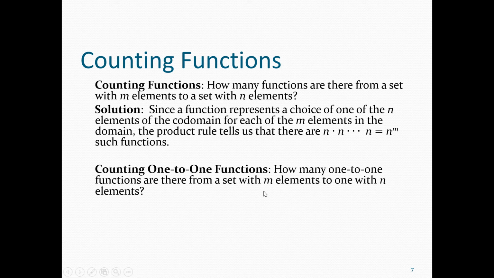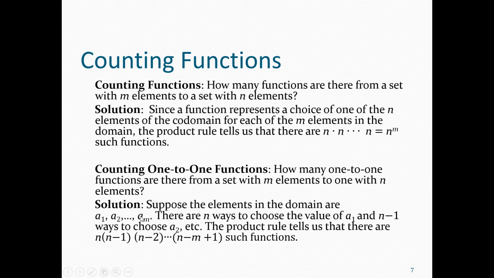The next example is counting one-to-one functions. How many one-to-one functions are there from a set with m elements to one with n elements? Let's assume the domain elements are a1, a2, up to am. There are n ways to choose the value of a1, and n minus 1 ways to choose the value for a2, since the function is one-to-one. So the product rule tells us that there are n into n minus 1, n minus 2, up till n minus m plus 1 such functions.